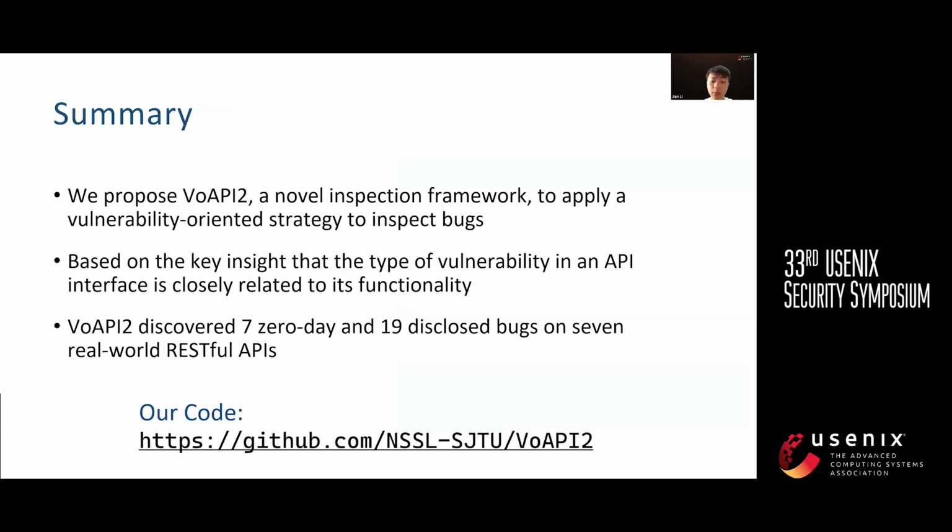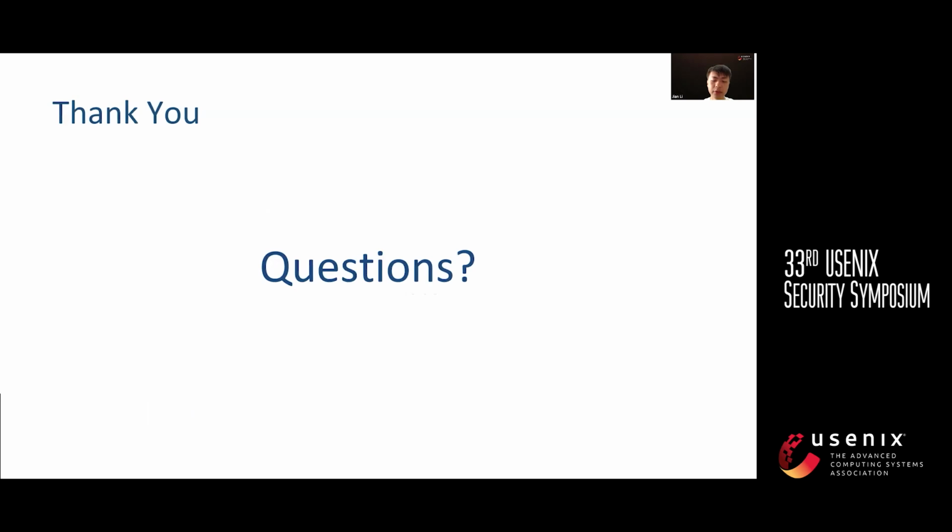To summarize, we propose VOAPI, a novel inspection framework, to apply a vulnerability-oriented strategy to inspect bugs, based on the insight that the type of vulnerability hidden in the API is closely related to its function. VOAPI found 7 zero-day and 19 disclosed bugs on 7 real-world RESTful APIs, and we publish our code in this repo.